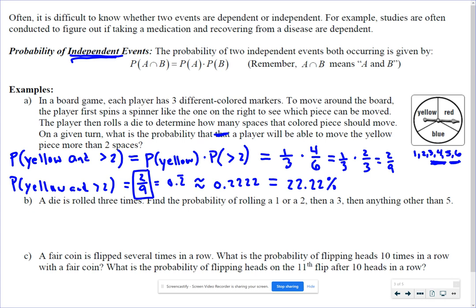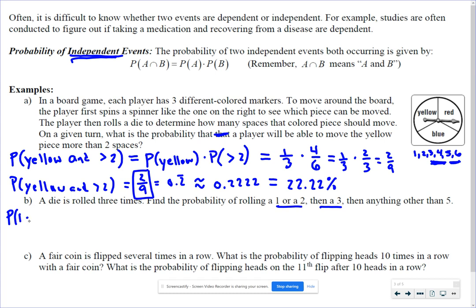Okay, next part. If a die is rolled 3 times, find the probability of rolling a 1 or a 2 first, then a 3, and then anything other than 5. So we're going to write it out this way. And the 3 rolls of a die are independent of each other.